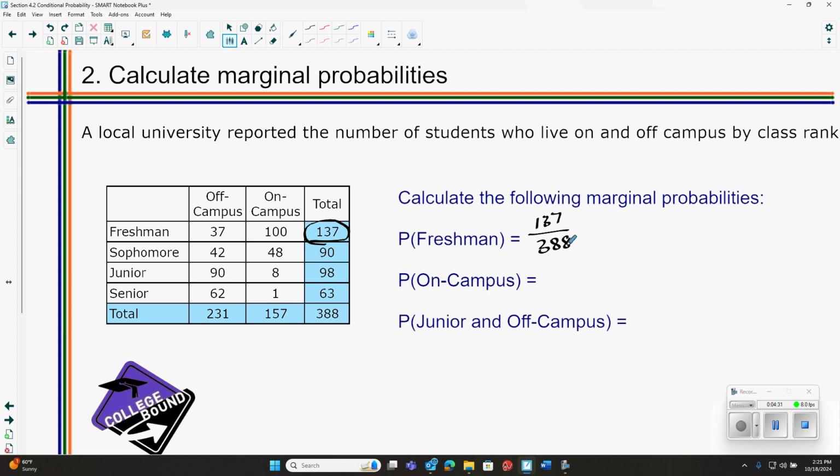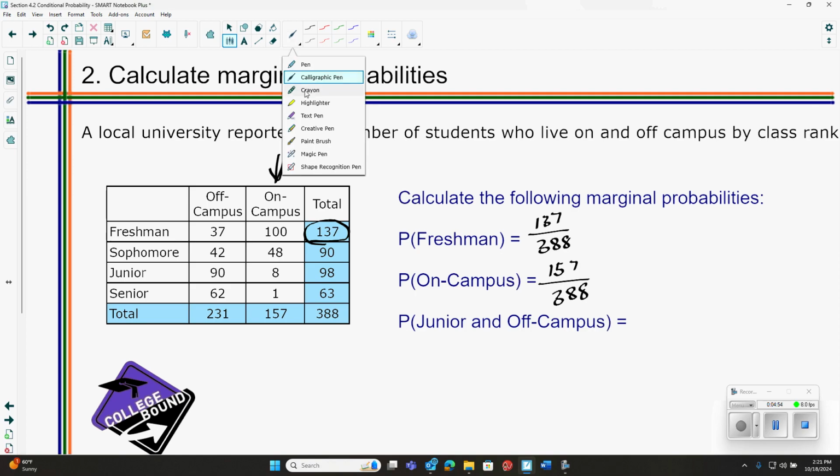And you can leave it like that, or you can convert it to a decimal. Remember, no percent here. We're talking probability. All right, now let's look at the probability of being on campus. So now I'm going to look at this column right here. This is my on campus. So there's a total of 157 students on campus here. So that would be 157 over 388.